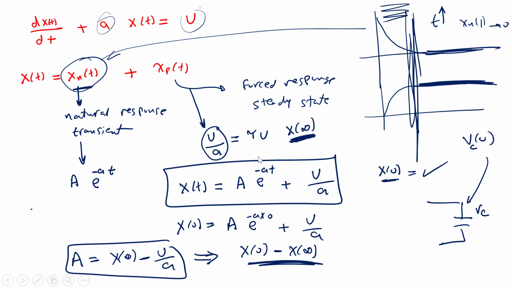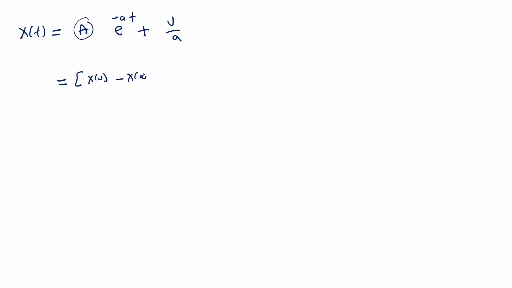Okay, so let me summarize what I said. So what I said right now is x of t, the solution, should equal A e^(-at) plus U/A. Sorry, it was U divided by A. That's what I said. Also, I told you actually A can be (x of 0 minus x of infinity) e^(-at) plus this one, x of infinity.